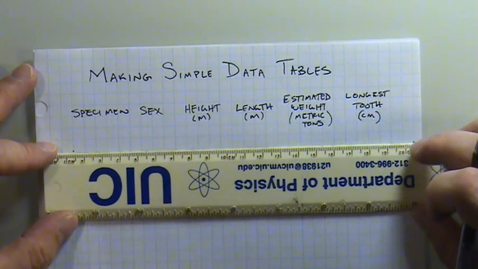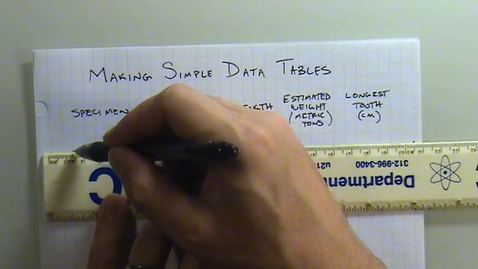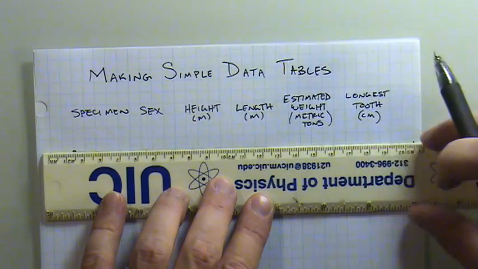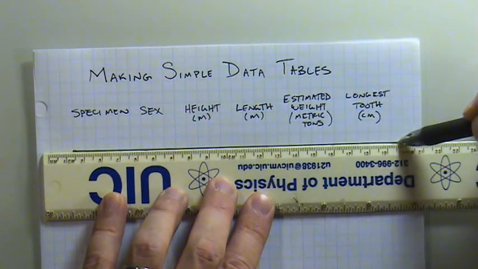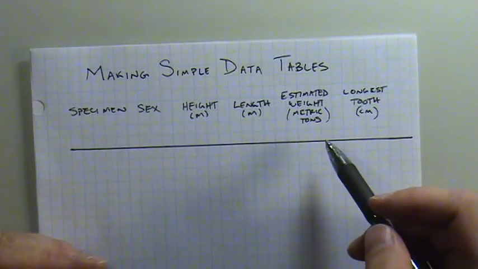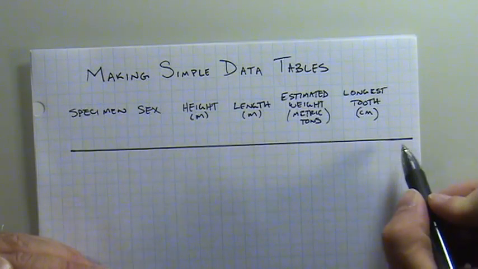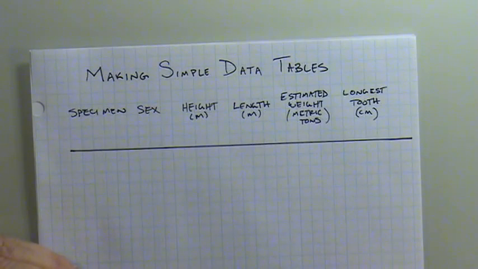One thing that's really important is that I always use a ruler for making the lines. When I make my line, I don't guess how far it's going to go. It's not going to be dangling off the end, and I'm not going to stop short and then have to add more to the line. I know I've made this wide enough to fit all of the data.